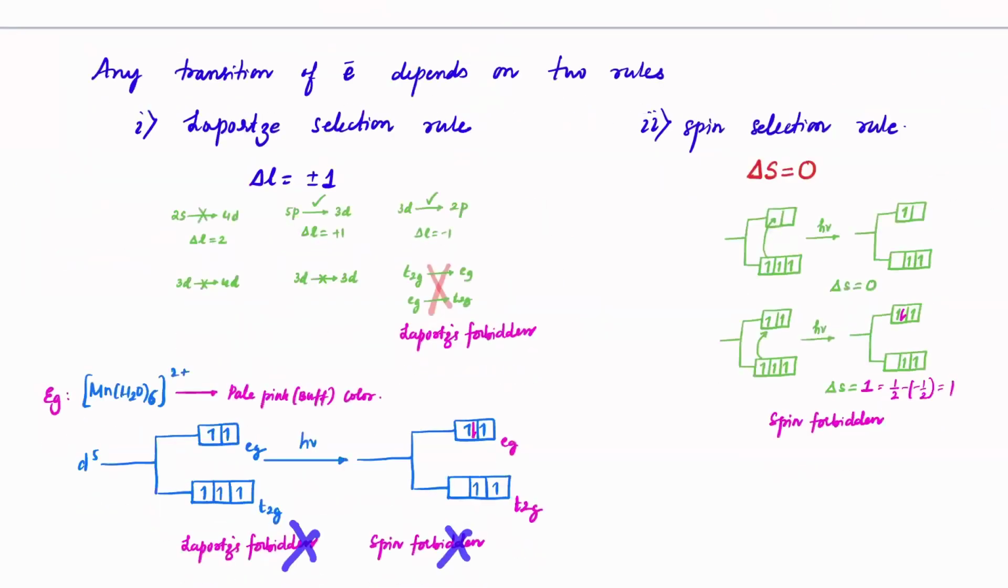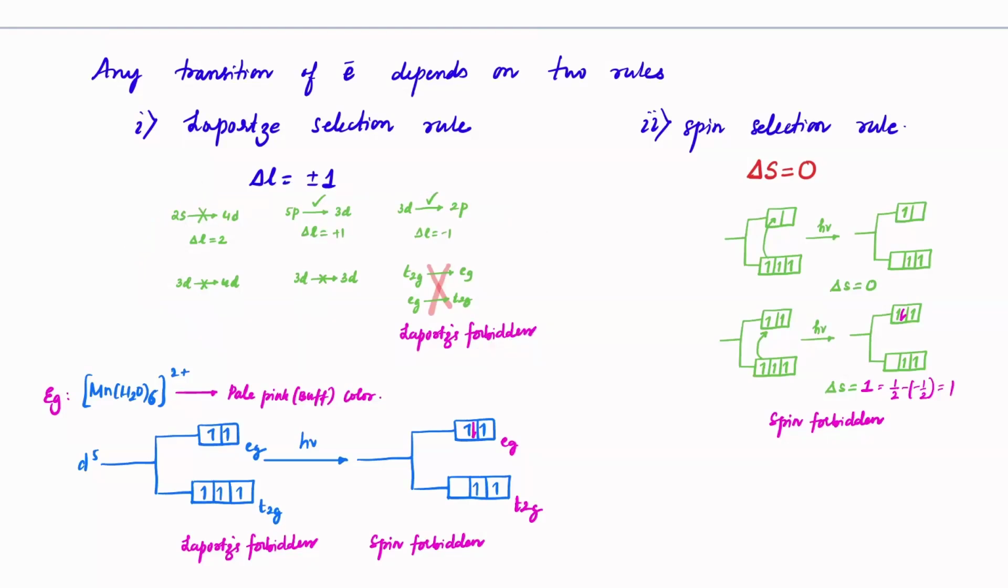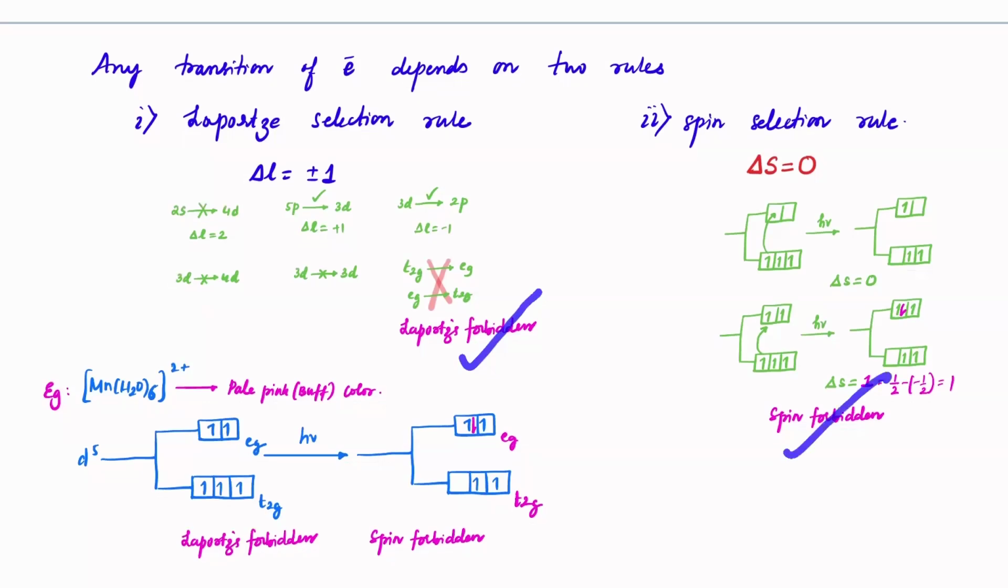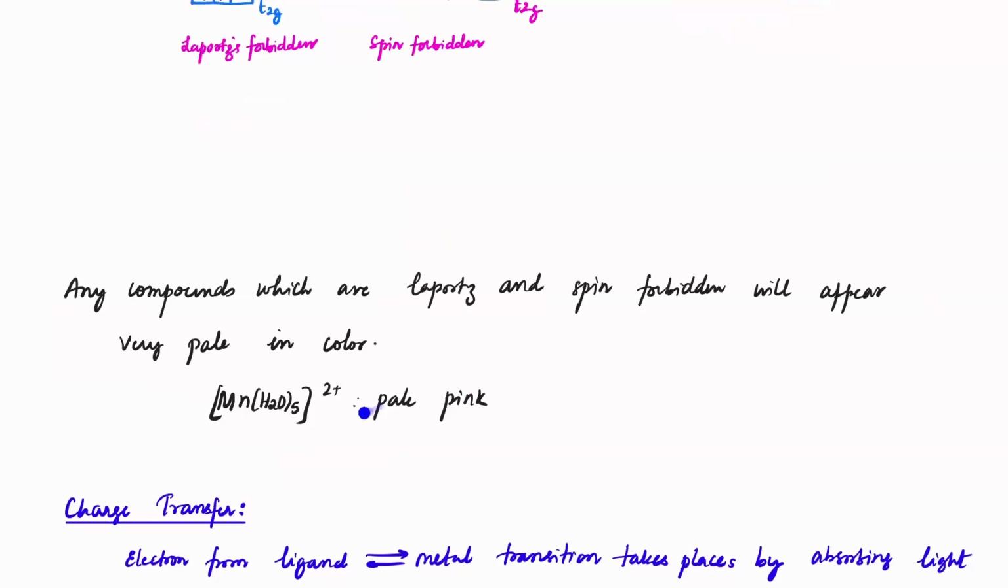Everybody understood? Now, what type of questions will JEE ask? JEE will ask this type of question. A lot of times this question has been asked: identify the correct transition possible. So you should be able to figure out whether any given transition is allowed. All you need to check is whether delta L is plus or minus 1 or not. Second, it might be asked which of the following are pale colors. Then you need to check which of them are both Laporte as well as spin forbidden cases. All good, right? I've written it here. That is pale pink color.